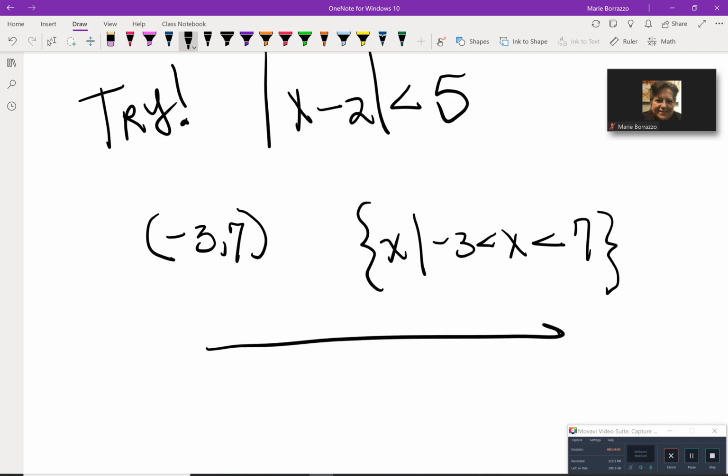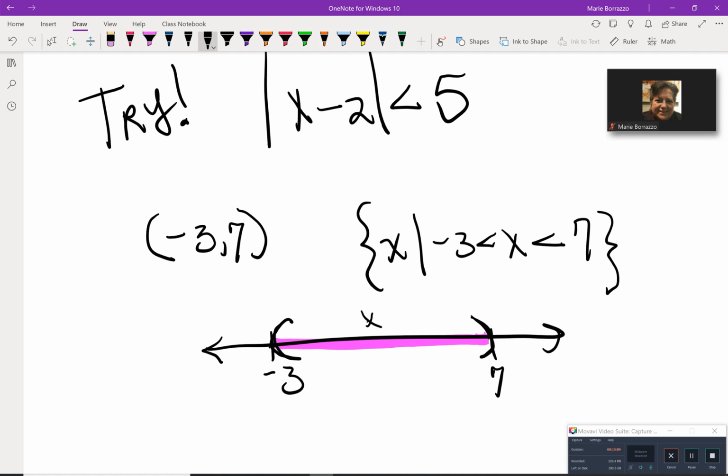Looking at the graph, here's -3, here's 7. x is greater than -3 but less than 7. Neither of them are inclusive, so they're both exclusive, so they're both parentheses, and I'm basically shading in here. All right, very good.